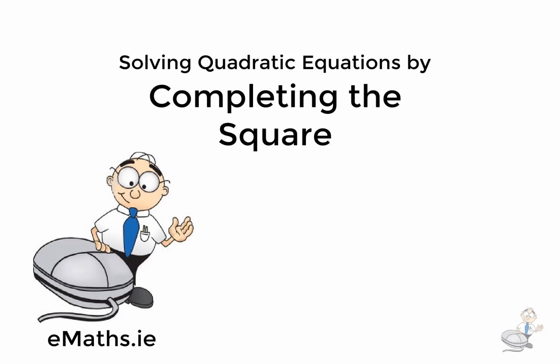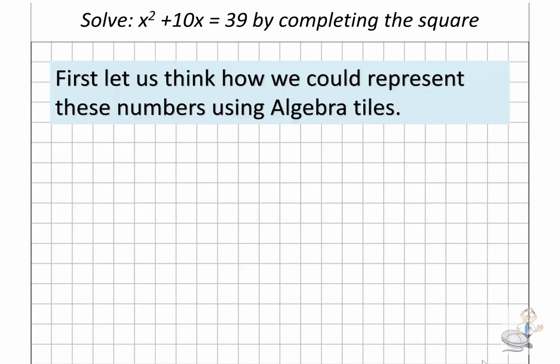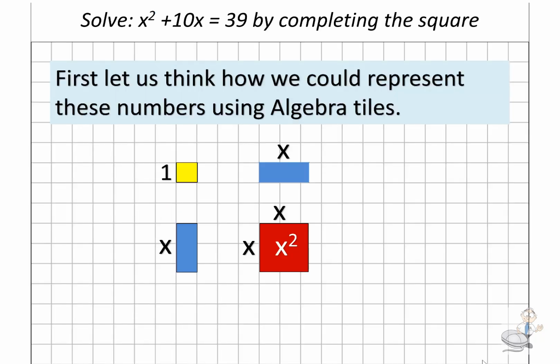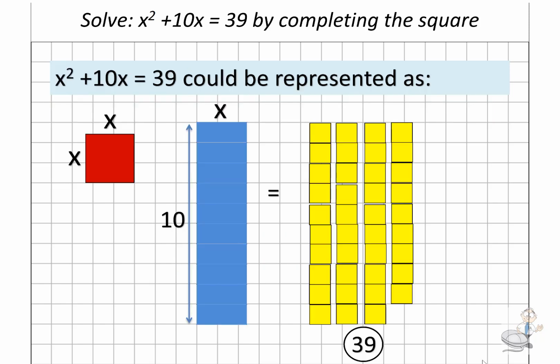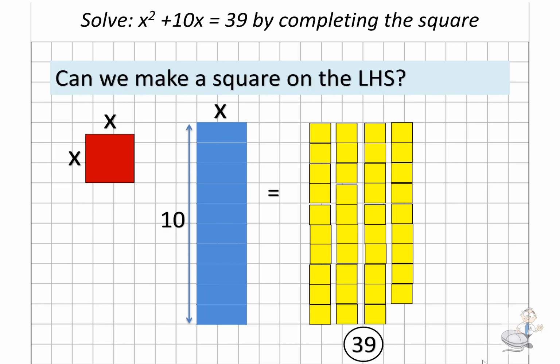Solving quadratic equations by completing the square. This is a Leaving Cert higher level question. First, let us think how we might represent numbers and x's and x squareds using algebra tiles. So we could represent x squared plus 10x equals 39, maybe something like this.